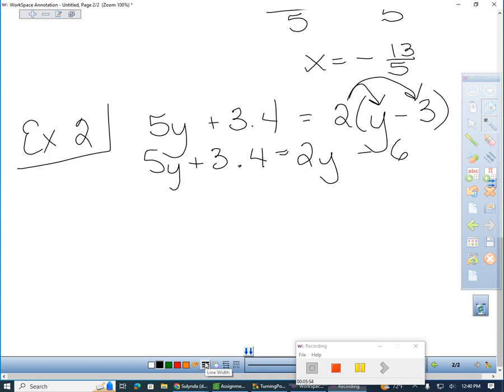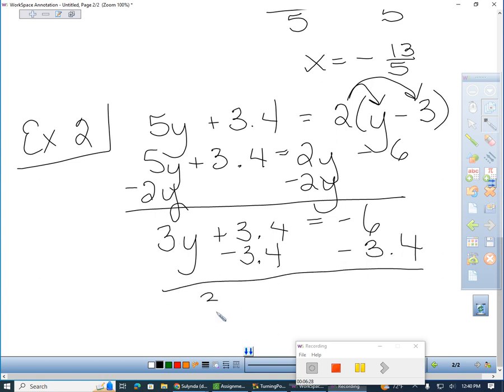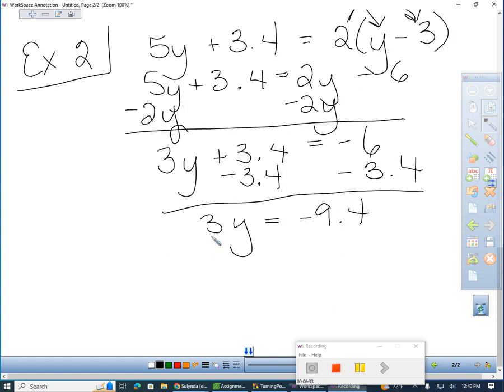All right, now I want to move my y's to the left, so I'm going to subtract 2y. Whatever I do to this side, I have to do to this side. So 5y minus 2y is 3y. I still have plus 3.4 equals negative 6. Now I have to move my constant to the right, so I'm going to subtract 3.4. Whatever I do to one side, I have to do to the other. So I have 3y equals negative 9.4. And then I'm going to divide both sides by 3.